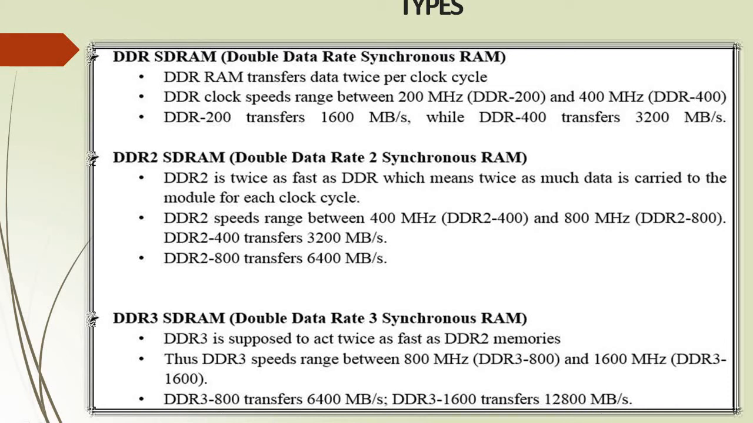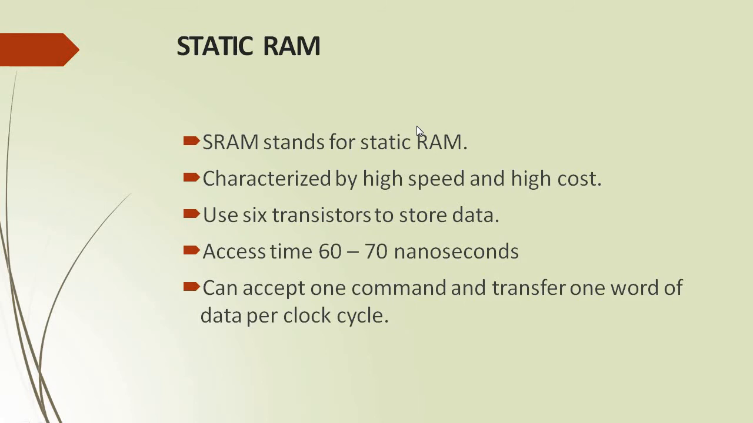So these are the different types of DRAM, which are further classified on the basis of their synchronization, rates and storage capacities. So these are the types of our dynamic RAM. Now next is the static RAM. Static RAM, that is SRAM, is characterized by high speed and high cost. It uses 6 transistors to store data, whose access time is 60 to 70 nanoseconds, and it accepts one command and transfers one word of data per clock cycle.